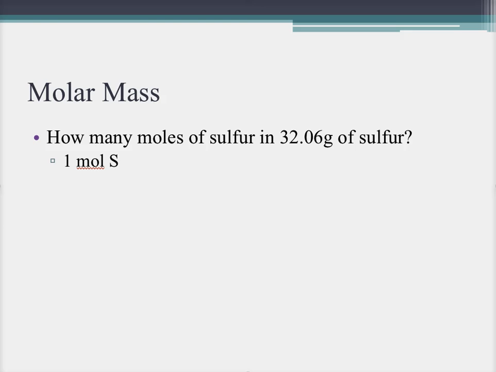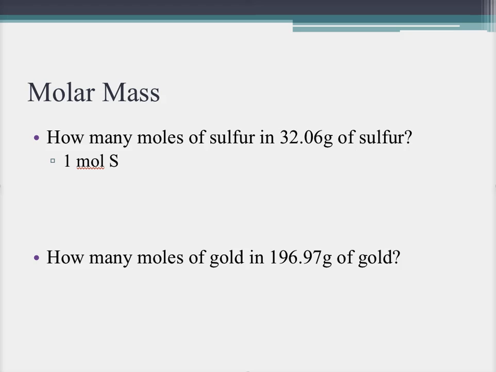All right, let's try one more. How many moles of gold in 196.97 grams of gold? So you look for AU on your periodic table, that's gold. And I hope that you see that gold's molar mass is 196.97 grams per every 1 mole. So the solution is 1 mole. 1 mole of gold will have a mass of 196.97 grams.